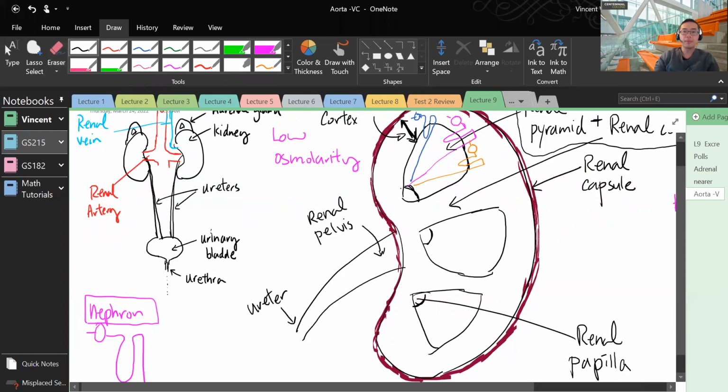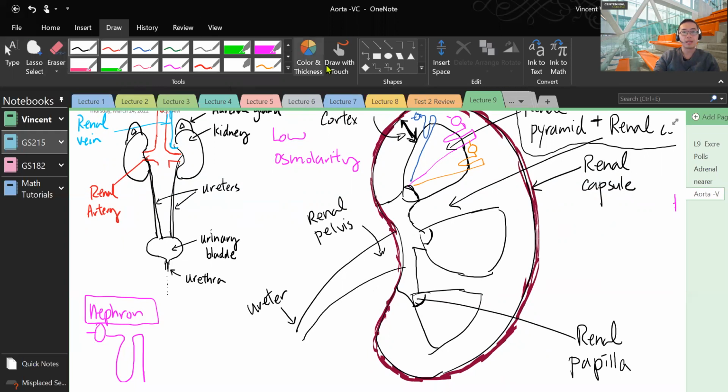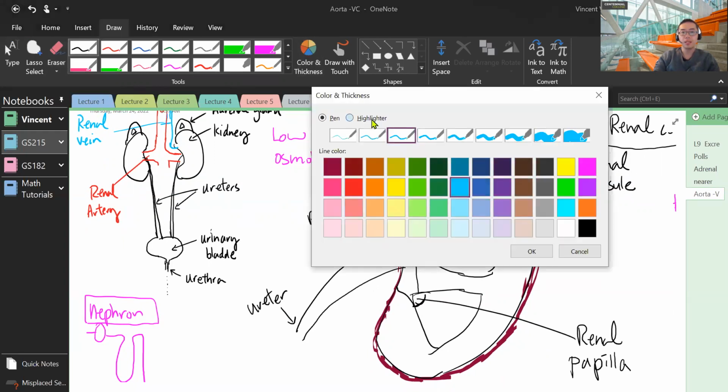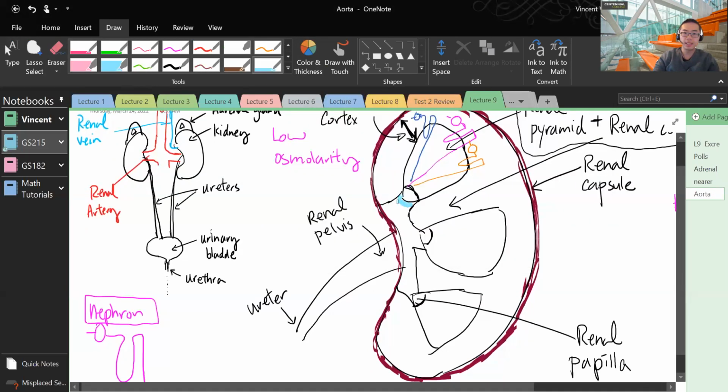From the renal papilla, where is it going to go? Well, it's going to go into an empty cavity, sort of, that's immediately outside. It's a little bit hard to show here, so I'm just going to color it in for you. So this part here, that's immediately outside the papilla, is what we call the minor calyx. Okay, I'm just going to put it right here. Minor calyx.